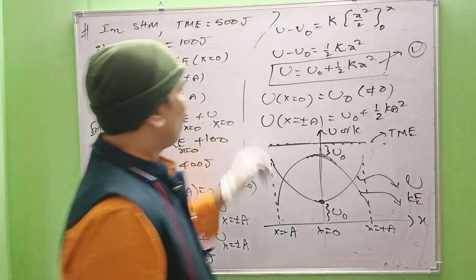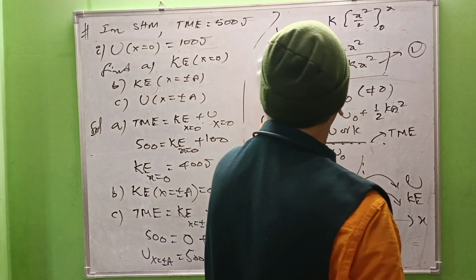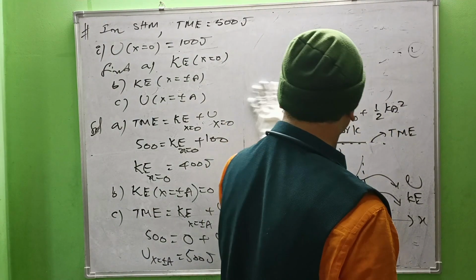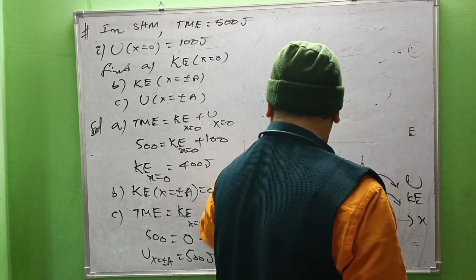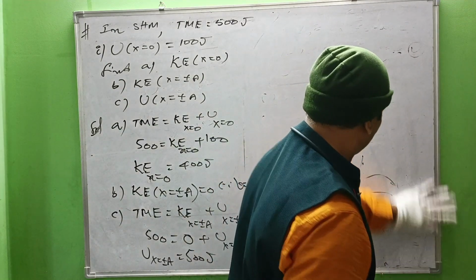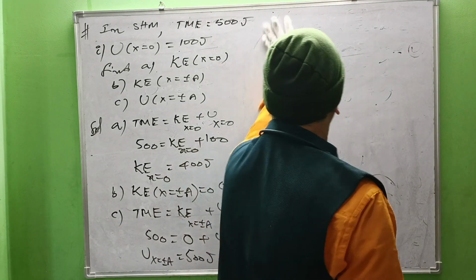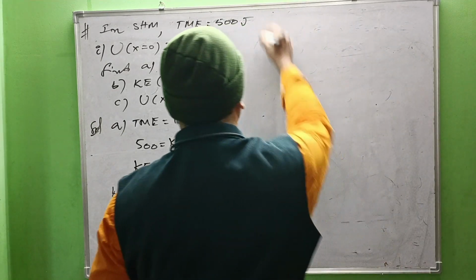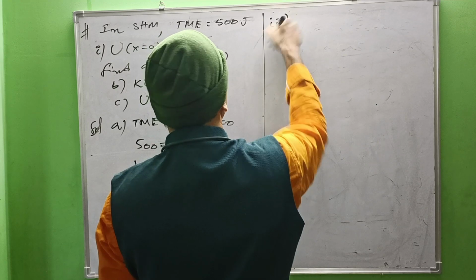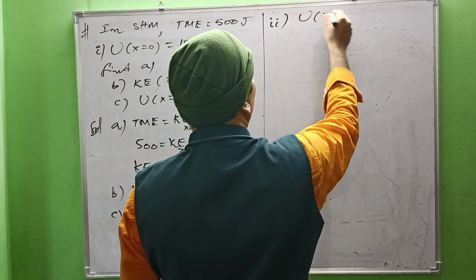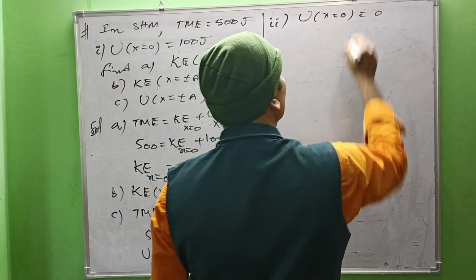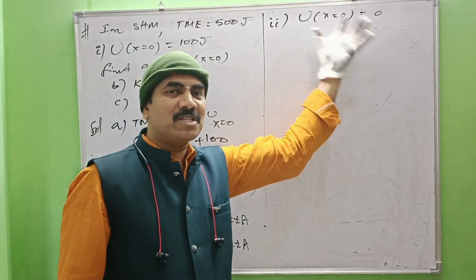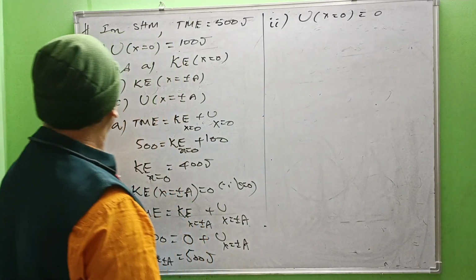In the same question, if I take question number 2, potential energy at x equal to 0 is 0, for example. In that case, find all the same factors. Now the second question: U at x equal to 0 equals 0. See, potential energy of the particle at its mean position is 0. In that case, find all the three quantities.